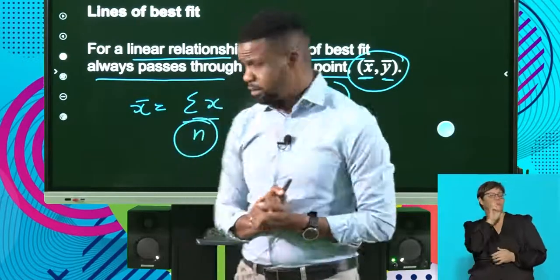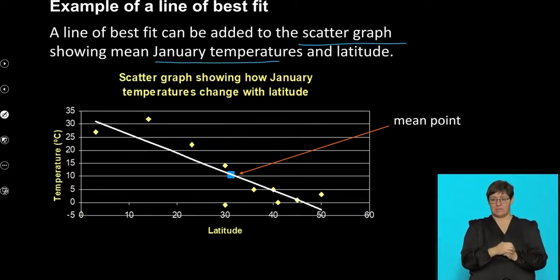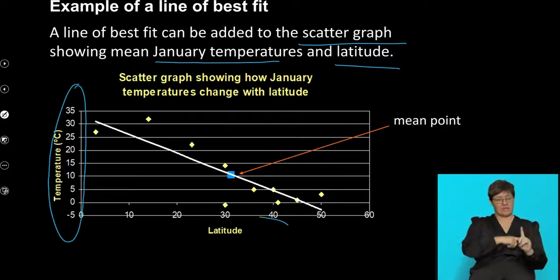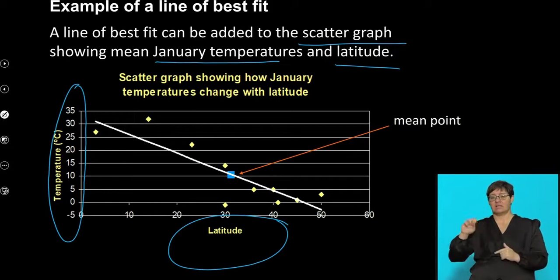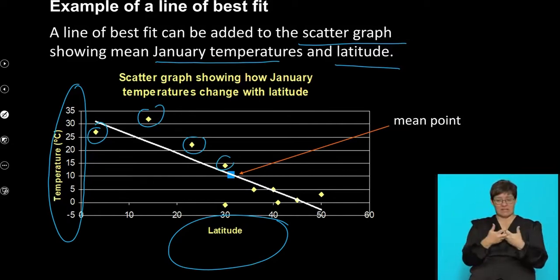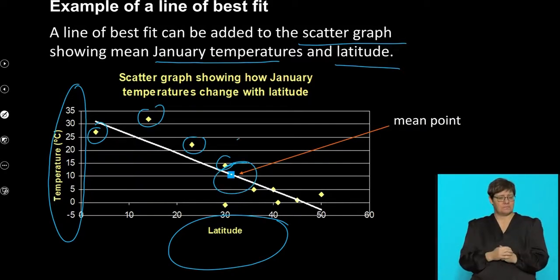Okay. Let's see what that looks like. So here we have points. We say the line of best fit can be added to the scatter graph, showing the mean, January temperature, and altitude. So here we have temperature and we have altitude. So the points were drawn. Those are the points there. Are we together? So to draw the line of best fit, we create the new mean, which is that point. How do we get that point? That point is x bar, y bar.